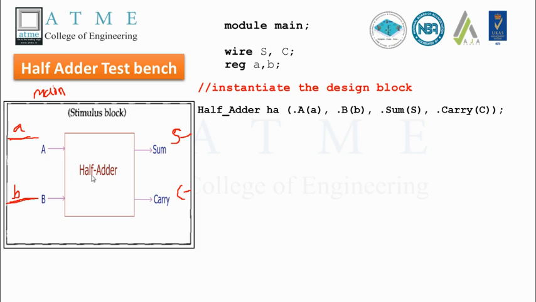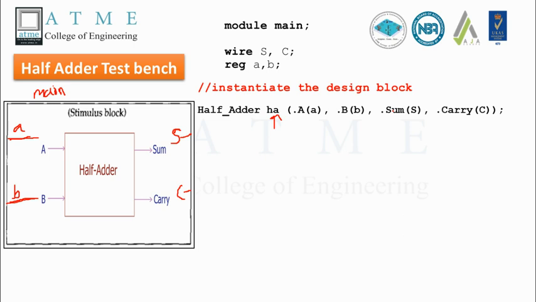So our design under verification is the half adder. We are instantiating that half adder through the module name, and HA is the instance name. This is the instance name, which can be any user-defined name, whereas the design under verification should be called with the proper module name.